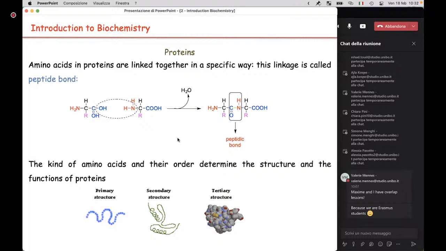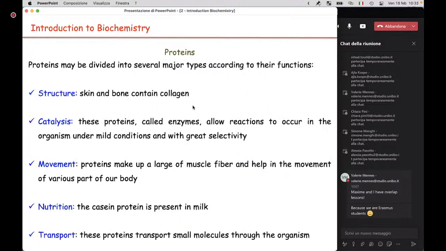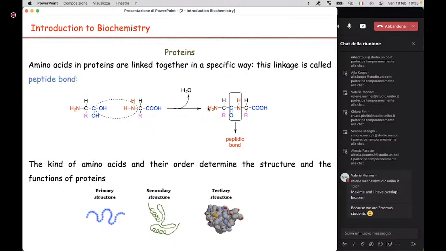So if you can imagine that at this end, you can attach a lot of other amino acids. At this end, you can attach also a lot of other amino acids. And so you can form a chain as long as you want. And this chain, as you can see here, doesn't contain any more amino or carboxylic group except at either end of the molecule. Okay, at one end we will have an amino acid with a free amino group, and the other end we will have an amino acid with a free carboxylic group.